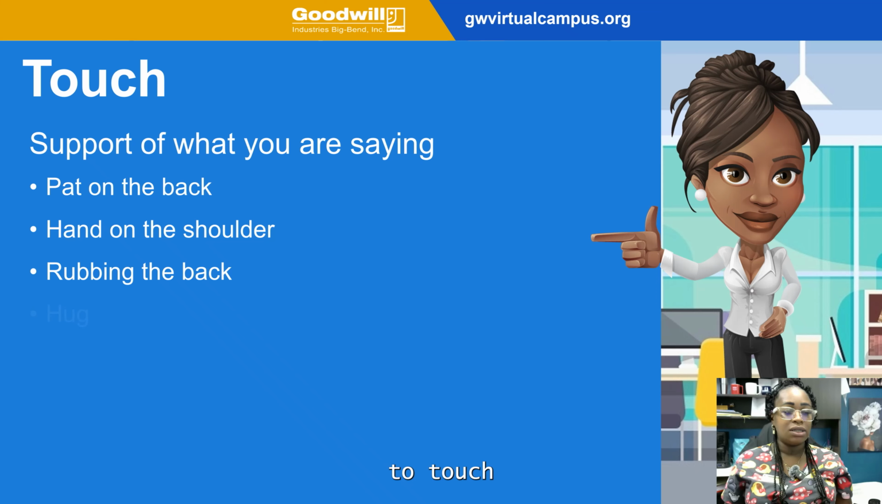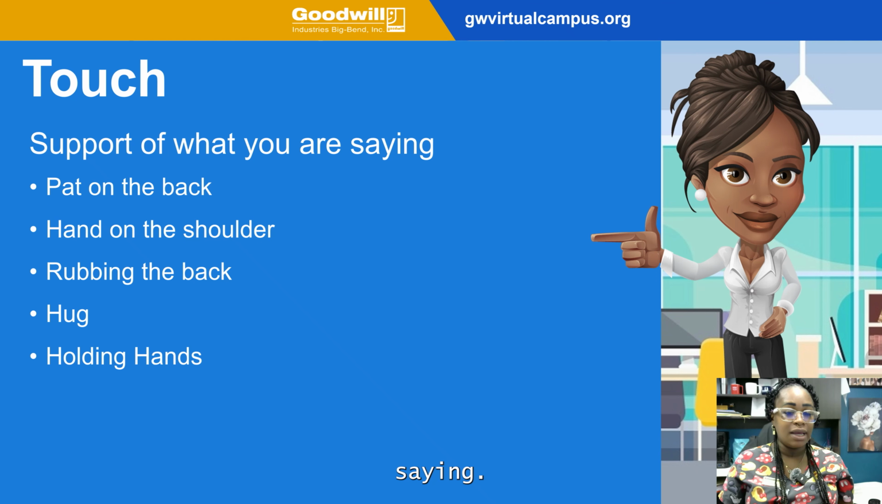When it comes to touch, it's just a support of what we're saying. And again, depending on the background, it could be offensive to some people. It could not be offensive to some people. So watch how you maneuver around when it comes to touch. It could be a pat on the back, a hand on the shoulder, rubbing of the back slightly, a hug, or holding hands just to let them know that you have them and you support whatever you're trying to tell them.